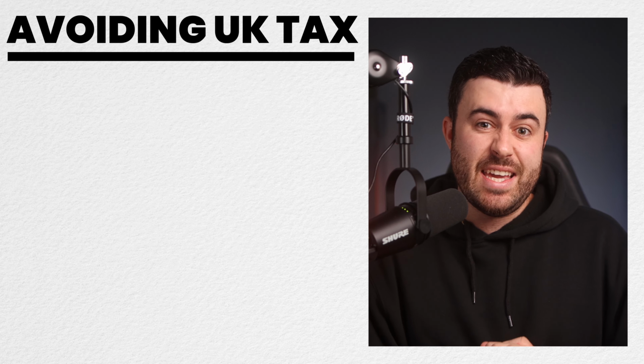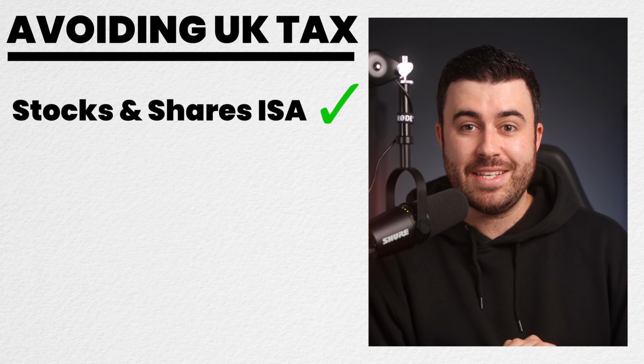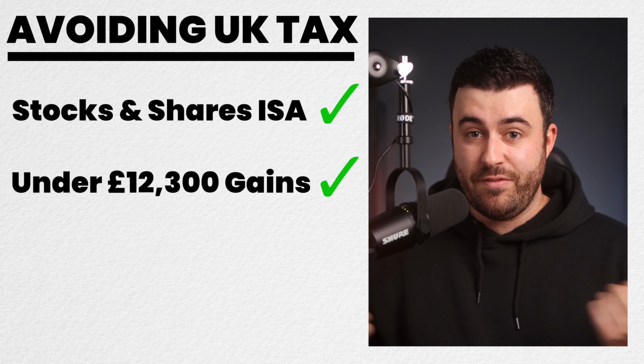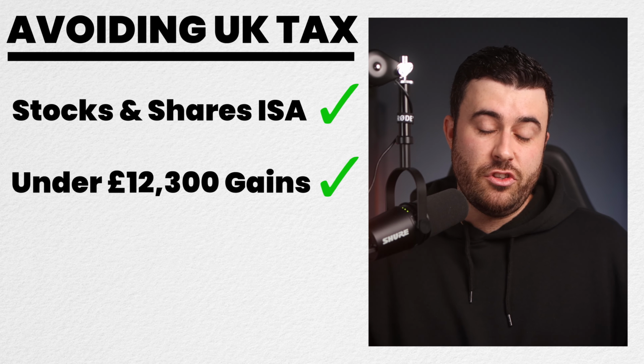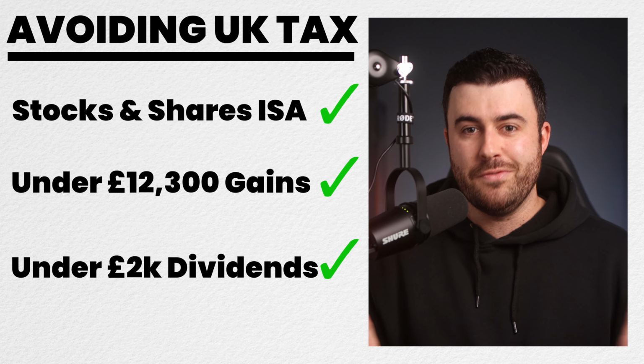So realistically speaking, if you're investing within the stocks and shares ISA, you're all good. If you breach the 20k limit in that account, then you're still good as long as you either don't sell your shares, or if you do, the gains on them don't surpass £12,300. And if you do have any dividends incoming, then either keep them in your ISA or remember your £2,000 limit.